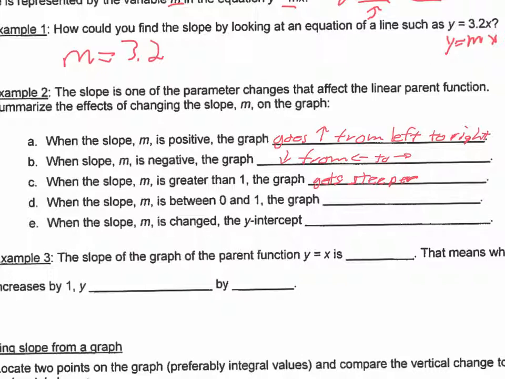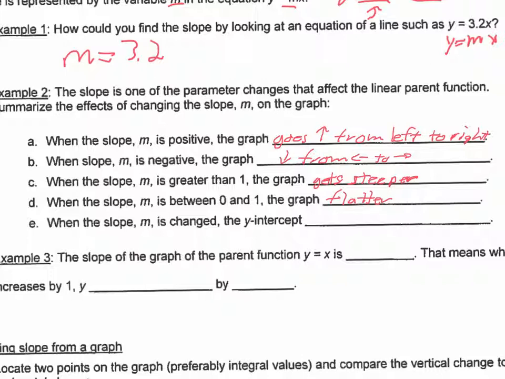Okay, and when the slope is between 0 and 1, we're talking about fractions and decimals like 1/2, 0.6, 0.25, 3/4. Any fraction that is between 0 and 1, the graph gets flatter or less steep. Okay, it gets flatter, and we know that if you're riding a bike on flat ground, you're not going to pick up speed unless you pedal, right? It gets flatter, it gets less steep.